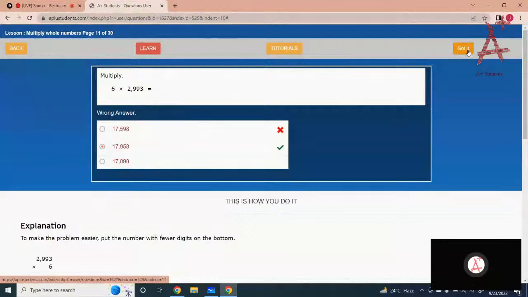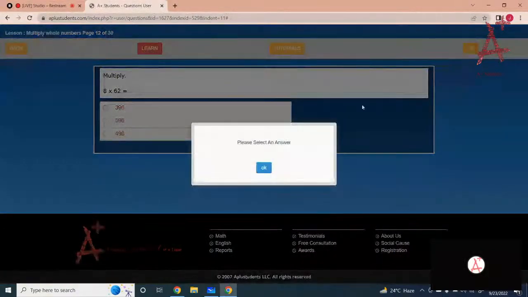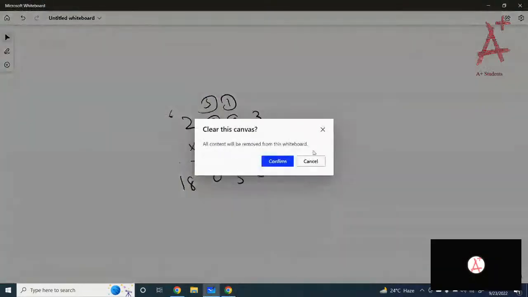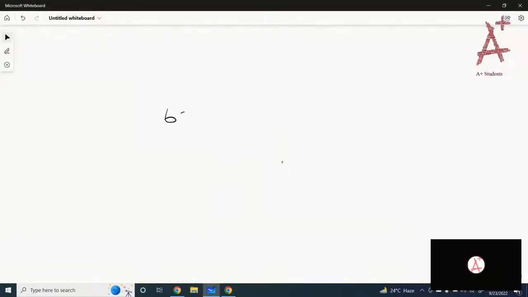Okay, the next one is 8 times 62. Okay, 8 times 2 is 16. Write the 6 over here and carry 1. And 6 plus 1 is 7. 8 times 2 is 16. And 8 times 6 is 48, and 1 is 49. So it is 496. Got it?